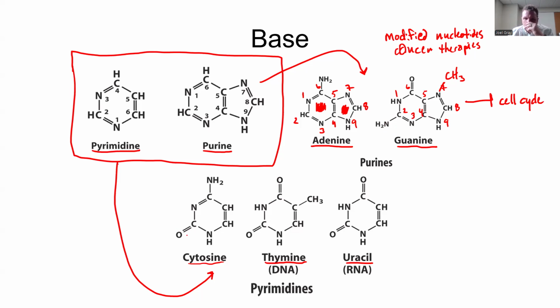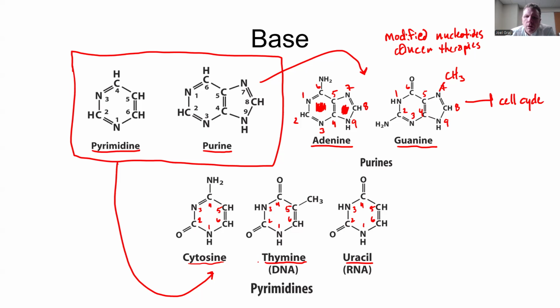Now, when it comes to numbering of your pyrimidines, it's a little bit easier because you start at the 6 o'clock position, so where this nitrogen is. And then you go clockwise: 1, 2, 3, 4, 5, 6.